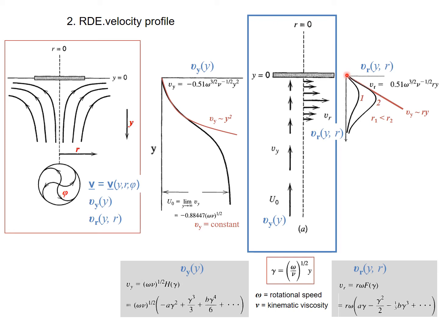Okay, and I have said the radial velocity is a function of r. So I have two curves here. This curve indicated by 1 is obtained at some smaller radius. This is the second curve, which is obtained at a longer radius. I mean more outside of the disc electrode.